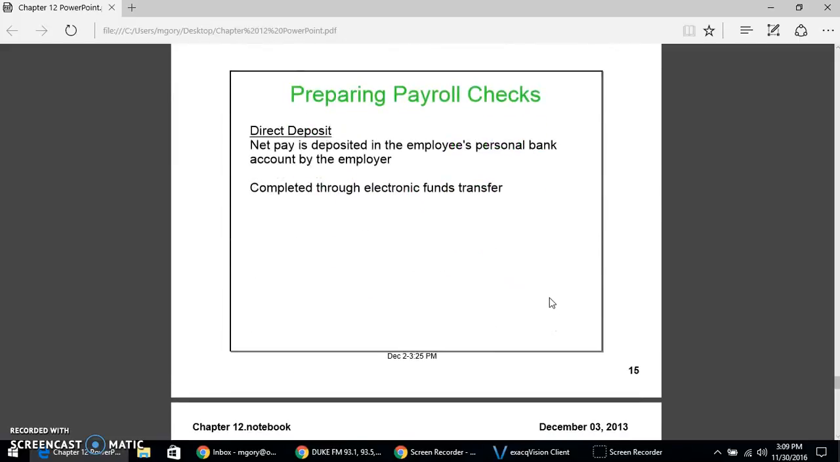Preparing payroll checks, as I mentioned before in the previous slide, direct deposit. Sometimes net pay is deposited into the employee's personal bank account by the employer, and that is completed through an EFT, which is short for electronic funds transfer.